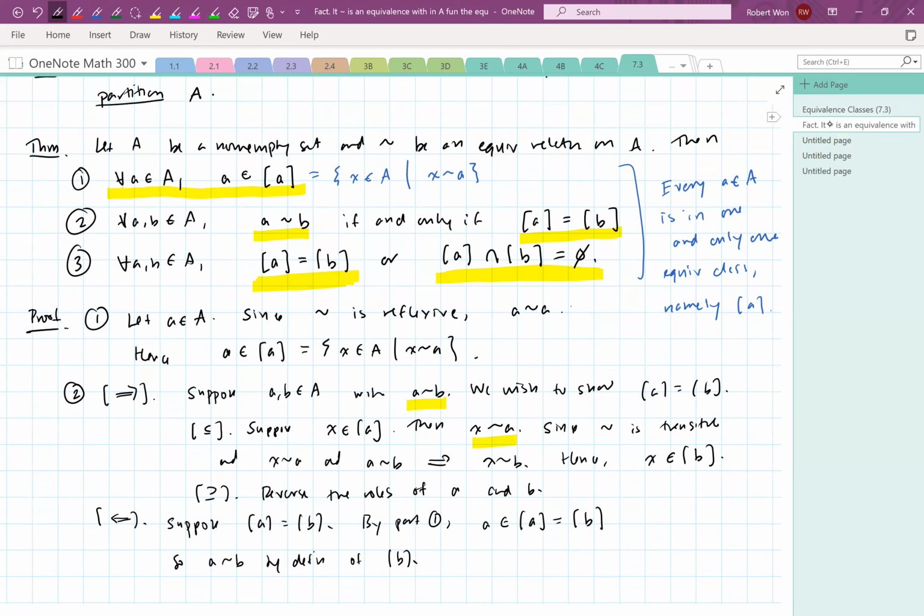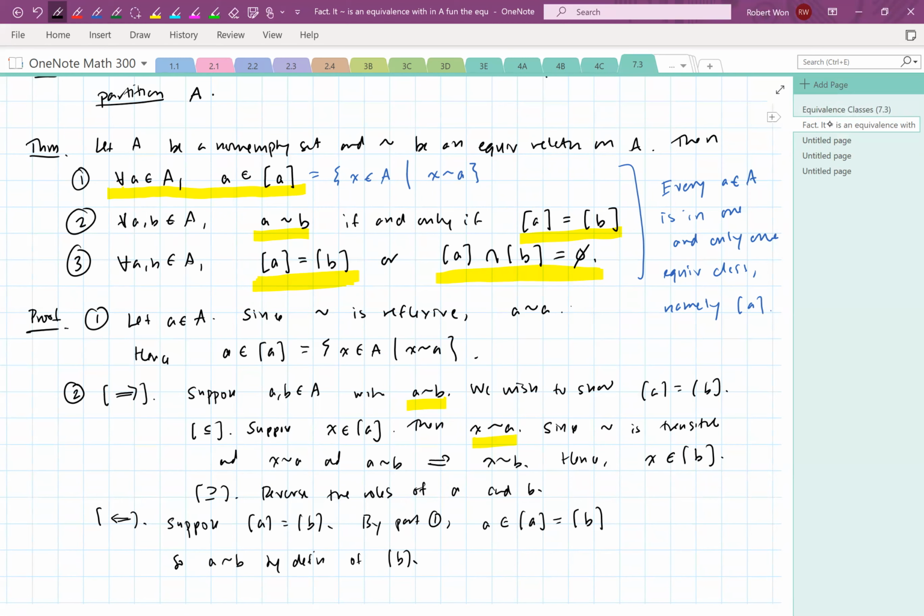overlap at all. So what you can do is cut up A into these different pieces, and every single element of A will live in one and only one of these equivalence classes. So we can divide A up into a bunch of disjoint equivalence classes that covers all of A. That's what we can do because of this theorem. And this is what we call a partition. So let me just define that.